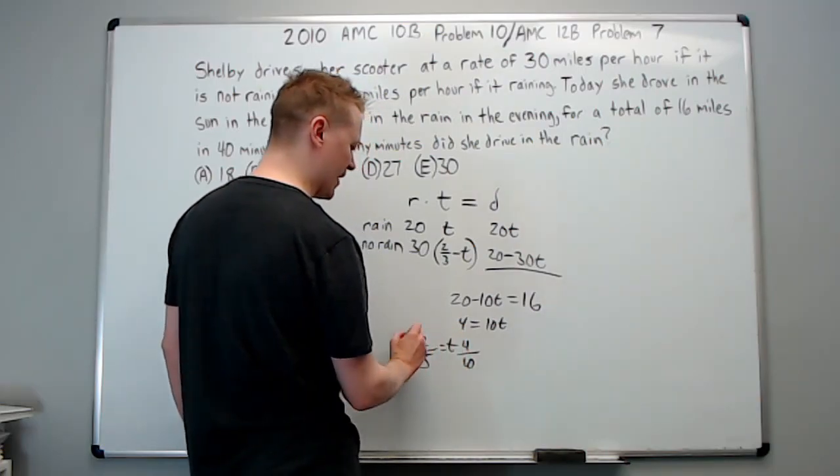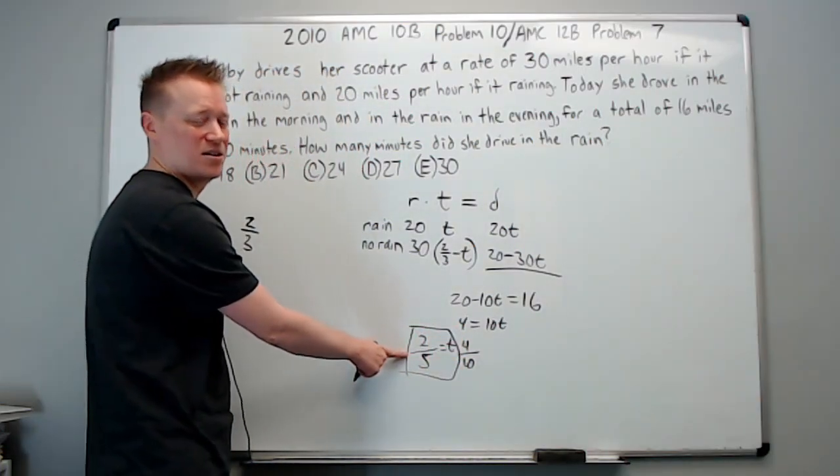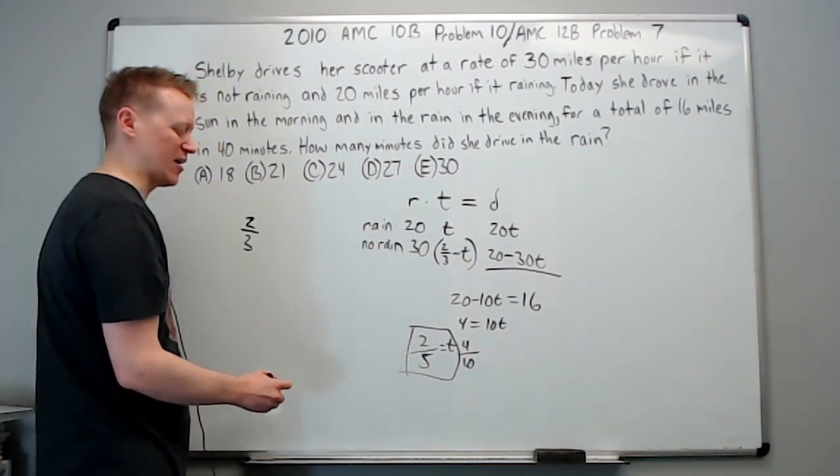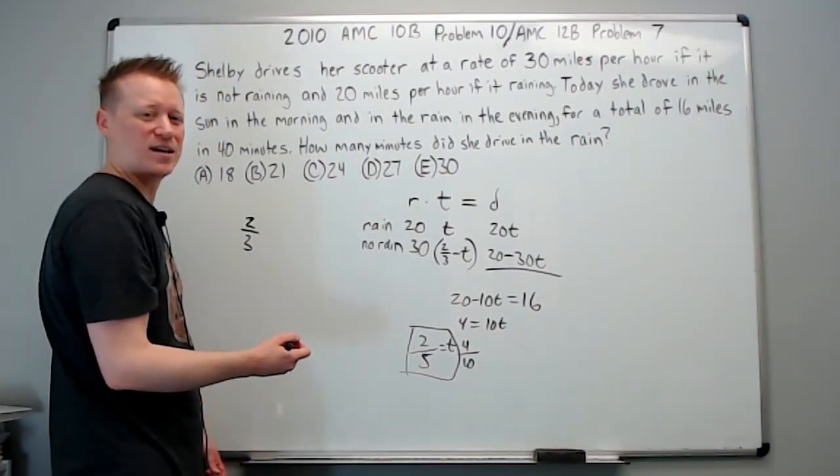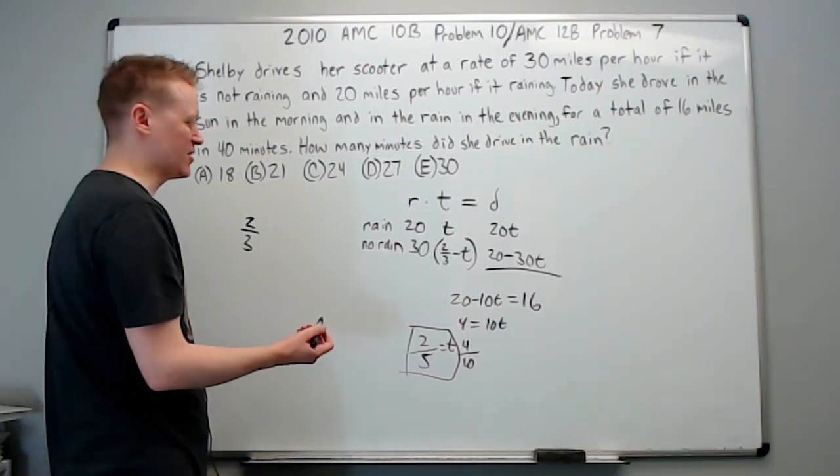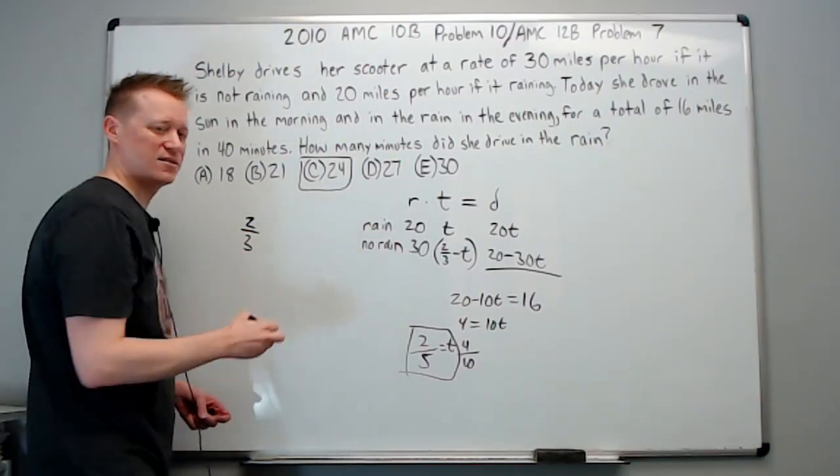Again, keep in mind, this is in hours. So we have to turn it into minutes now. So it's just 2/5 of an hour. 1/5 would be 12 minutes, so it must be C, 24 minutes.